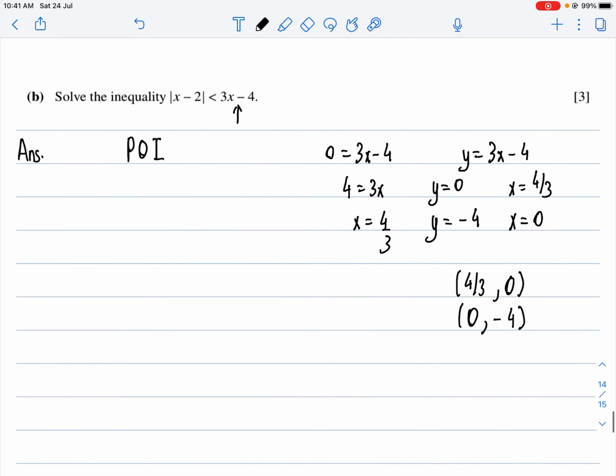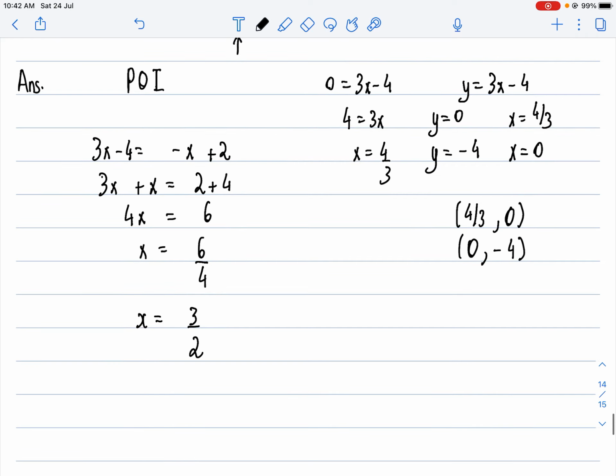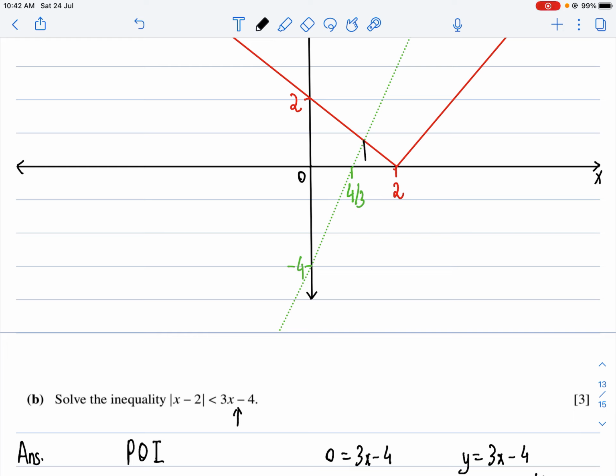So you can write this as 3x minus 4 equals minus x plus 2. I can rearrange this and write 3x plus x equals 2 plus 4. So I can write this simply as 4x equals 6. So I get x as 6 over 4, which is 3 over 2. Correct? This is what I get as my x, which is the point of intersection.